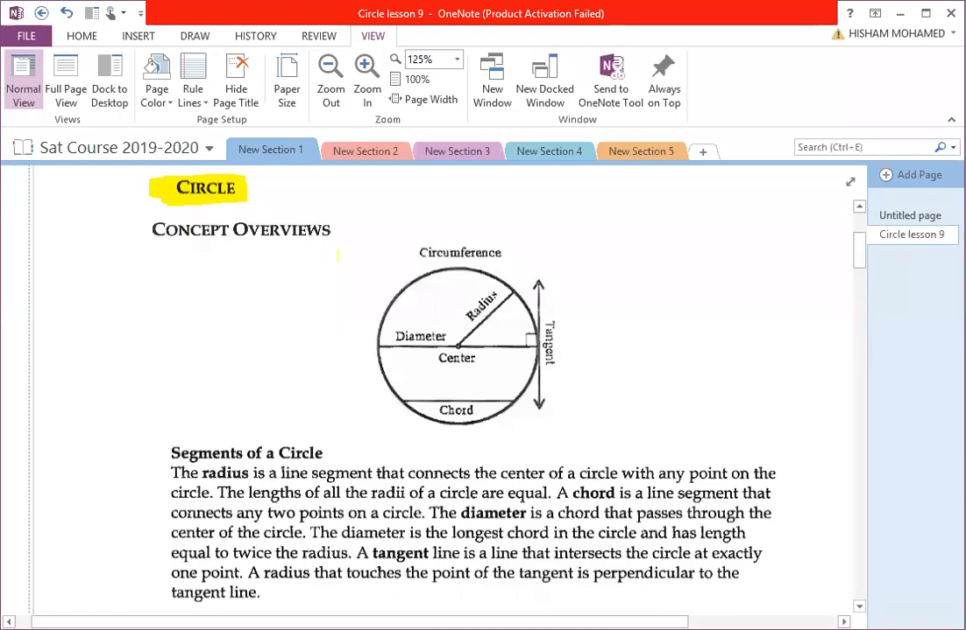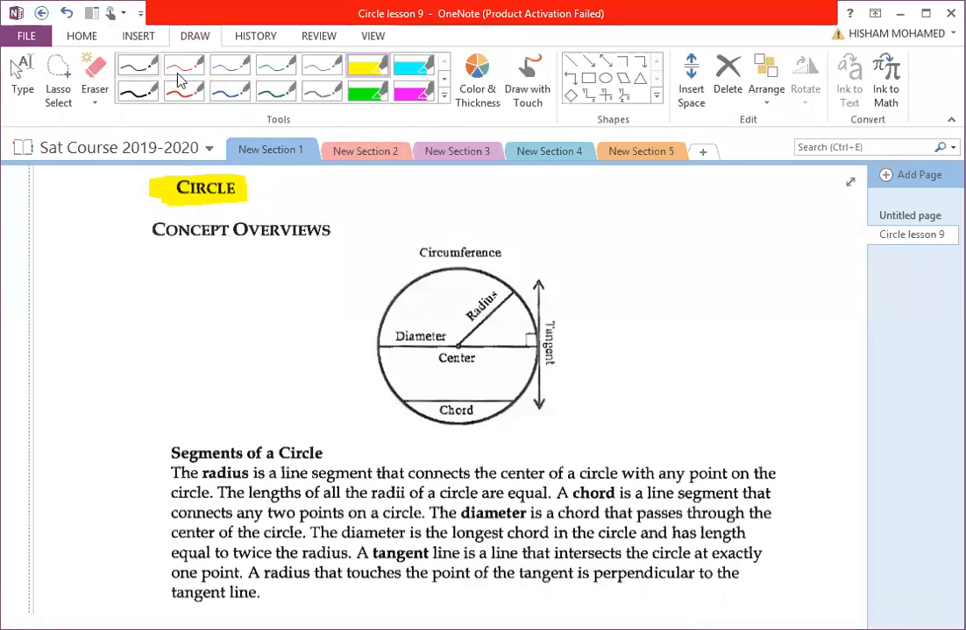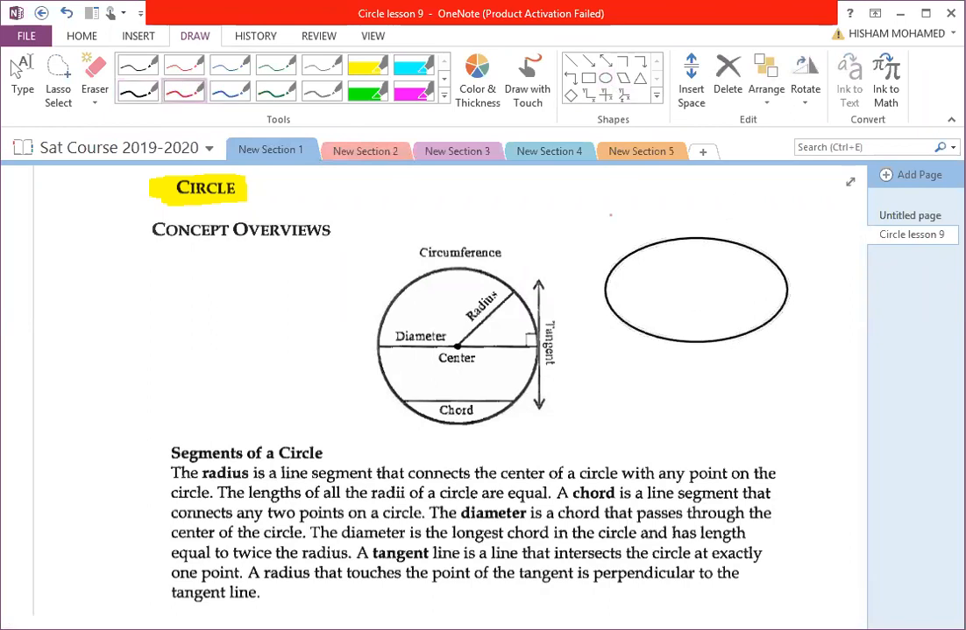Concept overviews. In this video, I'm going to present for you some important definitions and rules related to the circle. First, a circle is a closed curve equidistant from a point inside it, which is called the center. And the name of the center gives me the name of the circle. For example, if this center is M, the circle is called M.